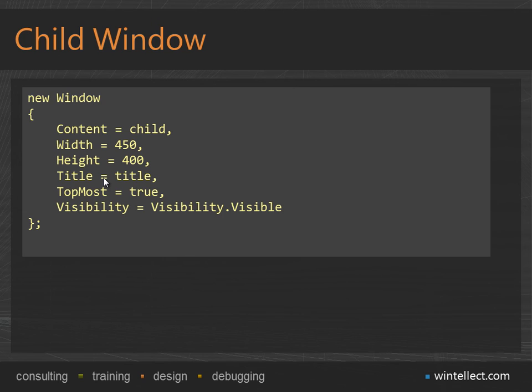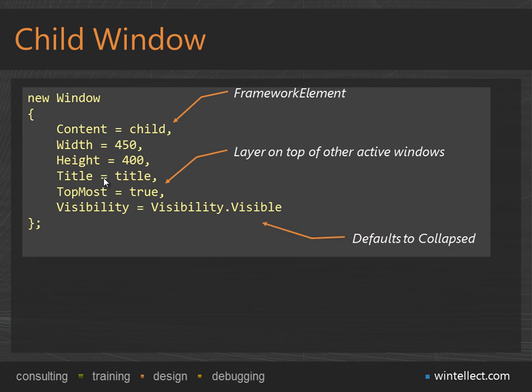So here is how you create a tearaway child window in out-of-browser. It's only out-of-browser apps, but I can now create separate windows for my application. So I might have a dashboard that I want to pull out and have these different windows. And it's pretty simple. You pass it a content, which is really just a framework element. So it might be a grid, it might be a user control, it can be pretty much anything visual. You decide if it's going to be on top or not, and this defaults to collapsed, so you set the visibility of it.